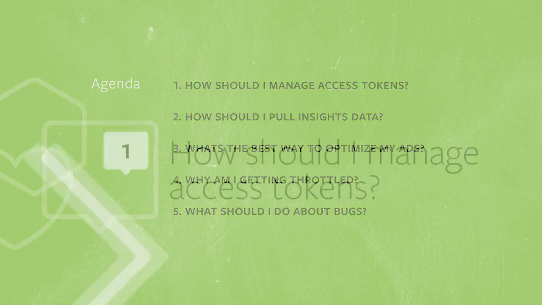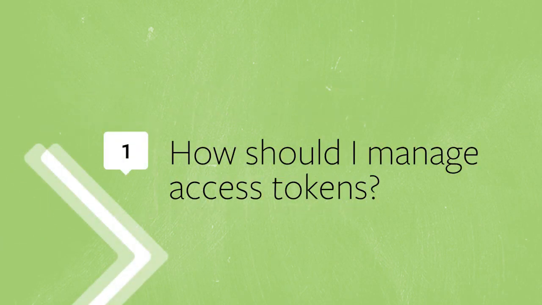This is really simple. This is the basic part: access tokens. How should I manage that? I'll have lots and lots of different access tokens. What should I do with all these things? And what is the best practice around this?